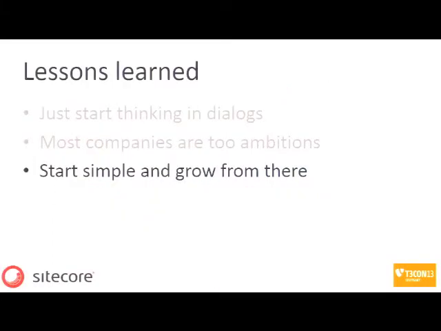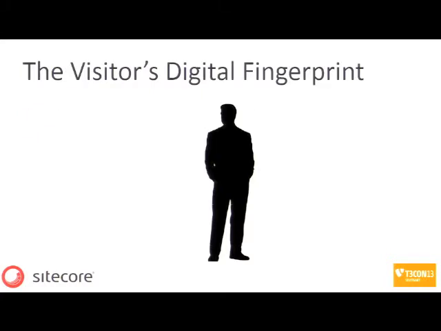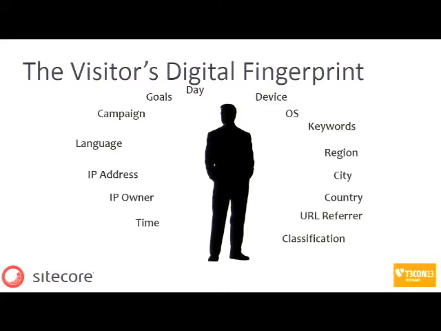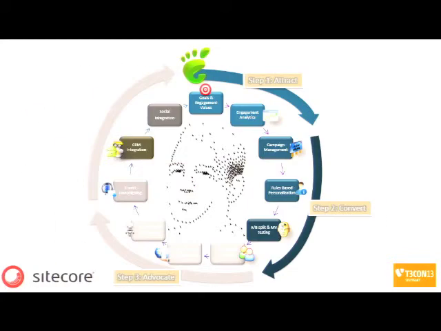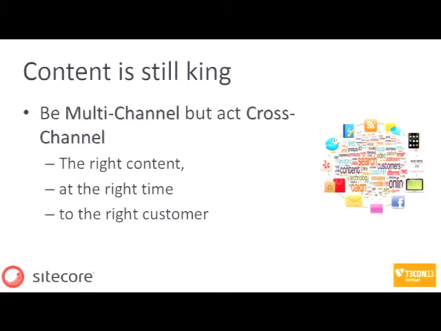The third lesson which we have learned is start simple and grow from there. And this is what I mean with low-hanging fruits. You have the digital fingerprint, and it doesn't matter if you use Sitecore, you have these attributes, and it's very important that you start simple. Use them, try to know who your customer is, try to deliver the relevant content. Remember the sentence: the right content at the right time to the right customer. And personalization is only a technique for this.